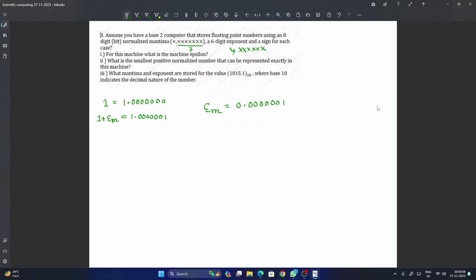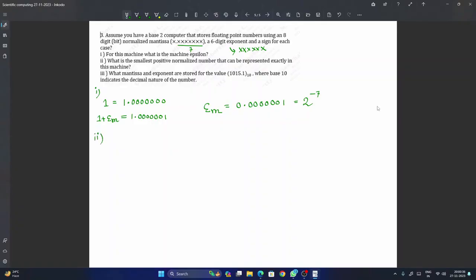That means in the binary system, if we express it, it will be 2 to the power what? 1 into 2 to the power, counting 1 2 3 4 5 6 7, minus 7. Is it correct, or is there any doubt? I think no doubt is there.